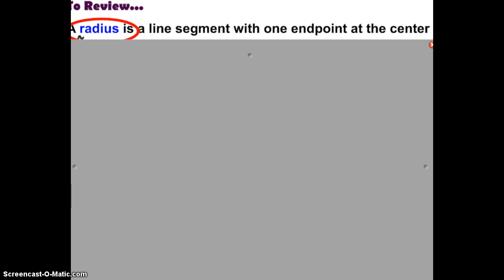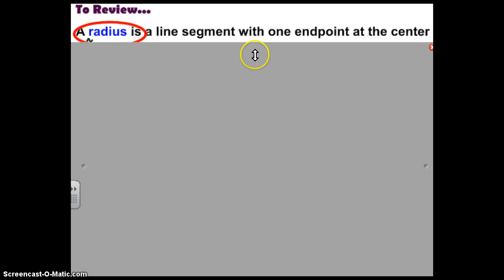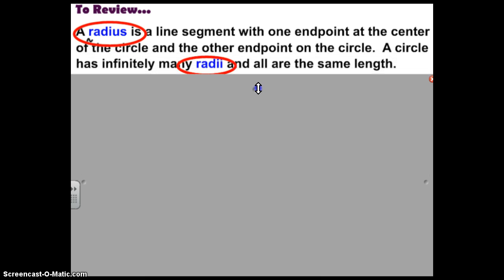So to review, a radius is a line segment with one endpoint at the center of the circle and the other endpoint on the circle. A circle has infinitely many radii and they are all the same length. Radii is just the plural version of radius.